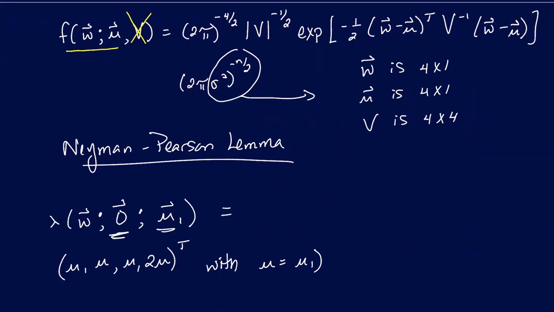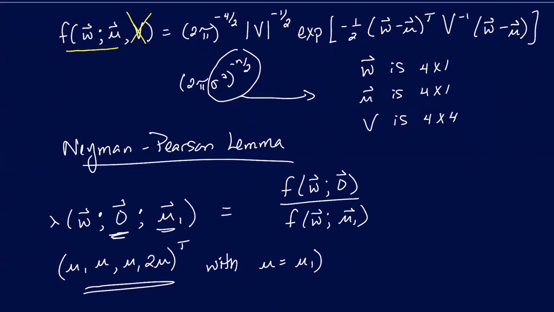Okay, so this is the PDF for the W's with the 0 vector plugged in over the PDF for the W's with the mu1 vector plugged in, which again is this vector, but with mu1s in place of mu.